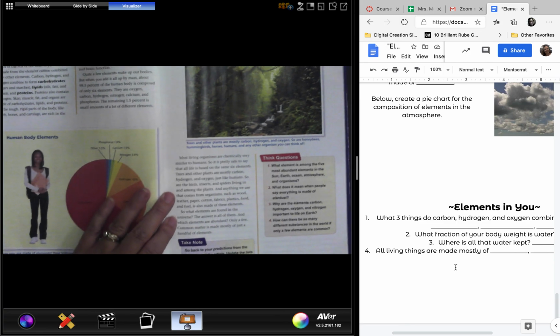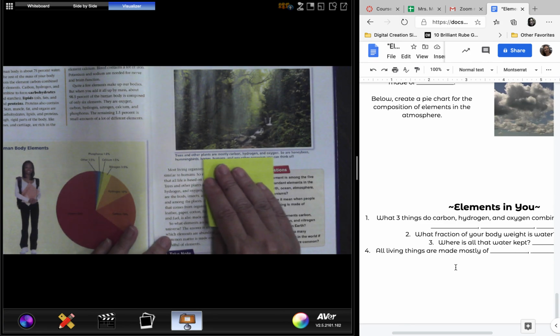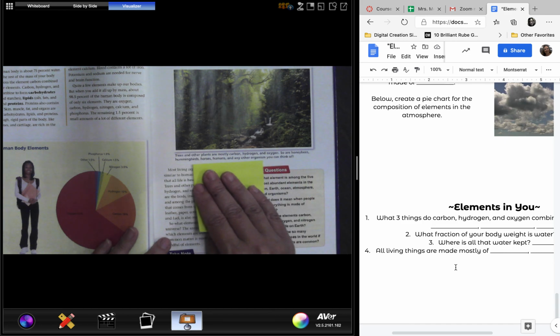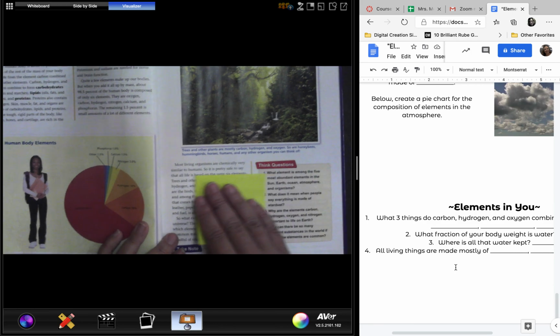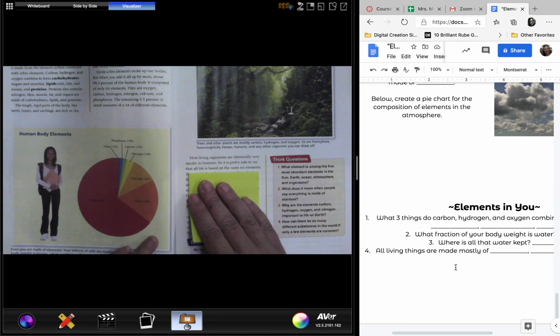Last page, 23. Trees and other plants are mostly carbon, hydrogen, and oxygen. So are honeybees, hummingbirds, horses, humans, and any other organism you can think of. Most living organisms are chemically very similar to humans, so it's pretty safe to say that all life is based on the same 6 elements.